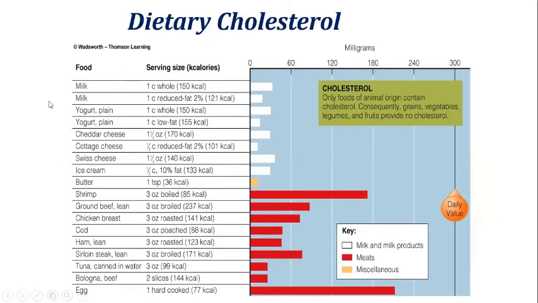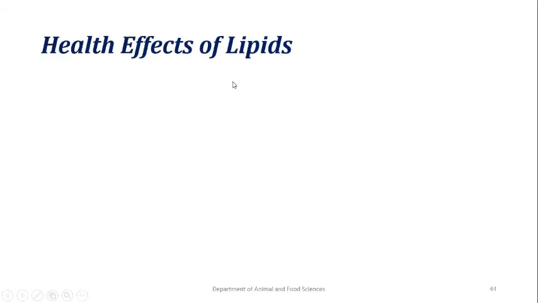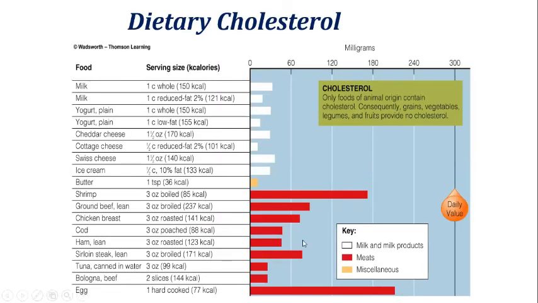Here you can see dietary cholesterol levels of some common foods. Please study the figures carefully. You can see that cholesterol is coming from animal sources, and you can see the foods which have higher cholesterol levels here. In meat items, usually there is higher cholesterol.